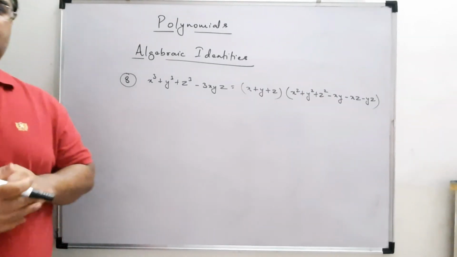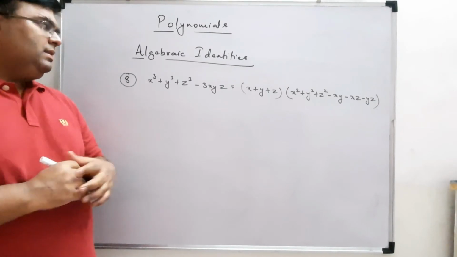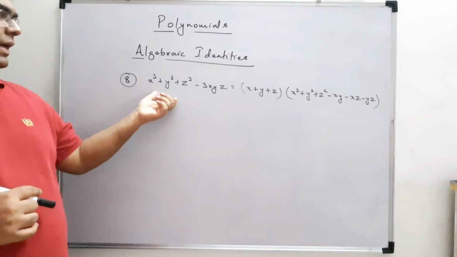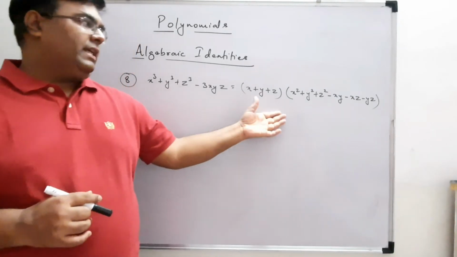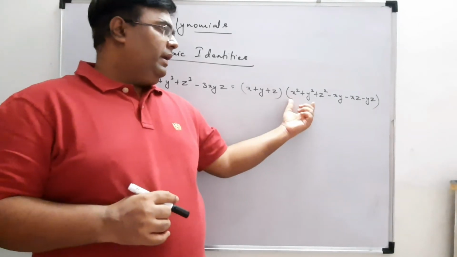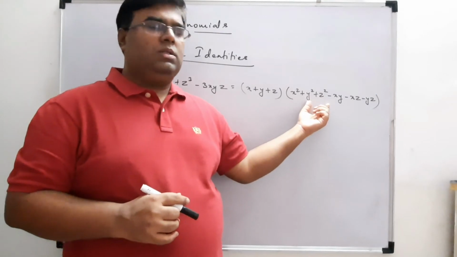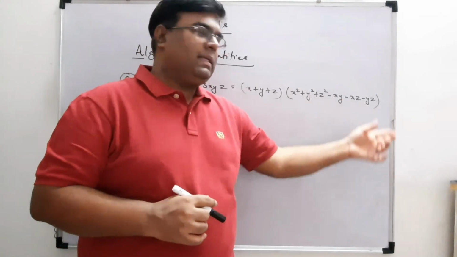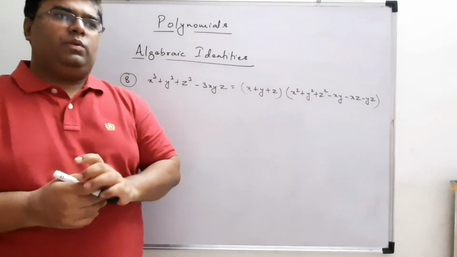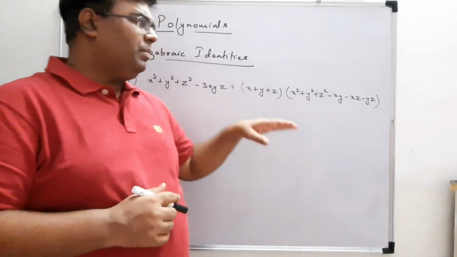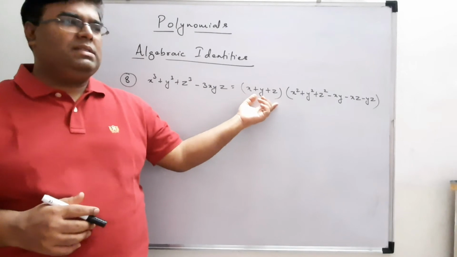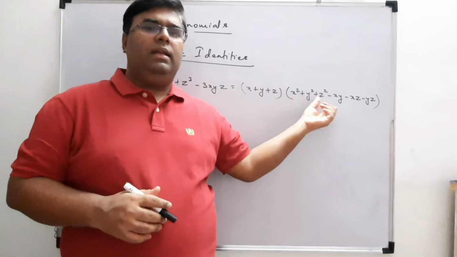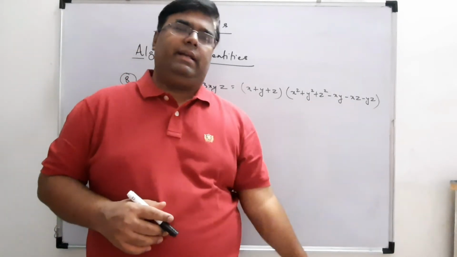Another important identity is x cube plus y cube plus z cube minus 3xyz is equal to (x plus y plus z) times (x square plus y square plus z square minus xy minus xz and minus yz). You need to remember this. It's simple. There is a pattern here: first take x plus y plus z and all the squares, and then two at a time with a negative sign.